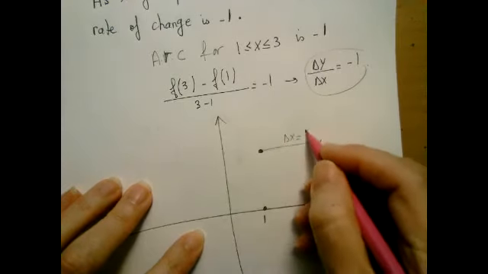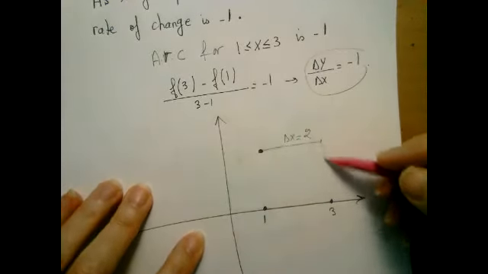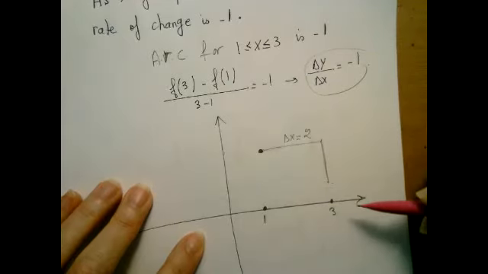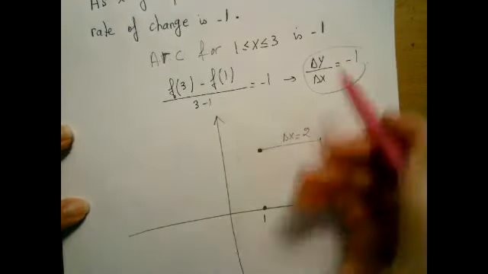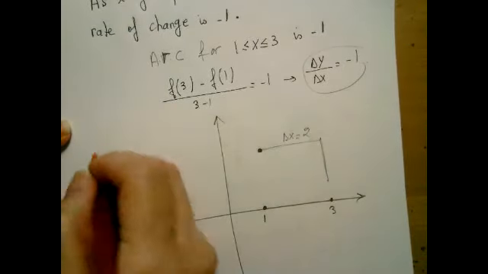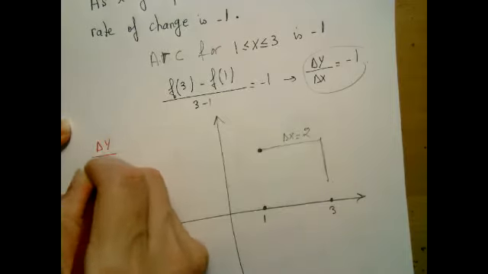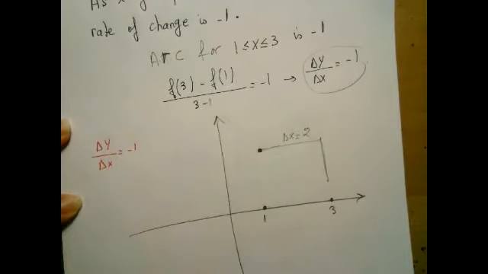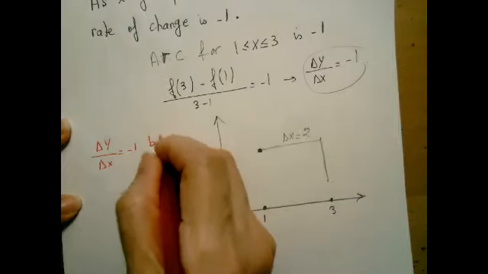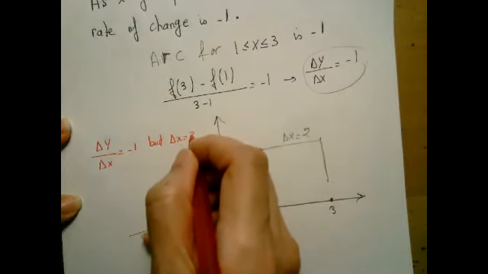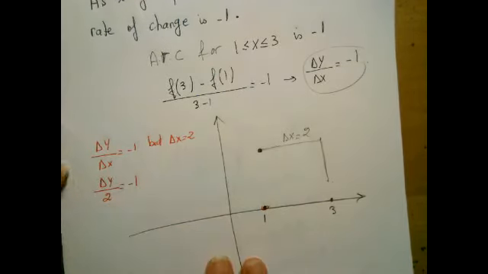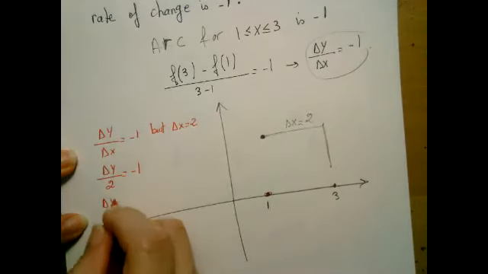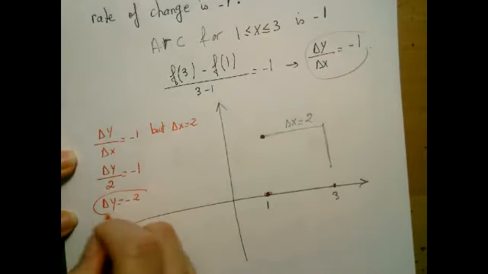The delta x is 2. As x changes, y is going to decrease. But how is it going to decrease? The rate of change has to be -1. So how am I going to use that? I'm going to use it like this, and then the picture is becoming clear. The delta y over delta x is -1. But the delta x is 2, because as you move from 1 to 3, delta x is 2. It means the change in y over 2 should be -1, which means that I want the delta y to be -2.